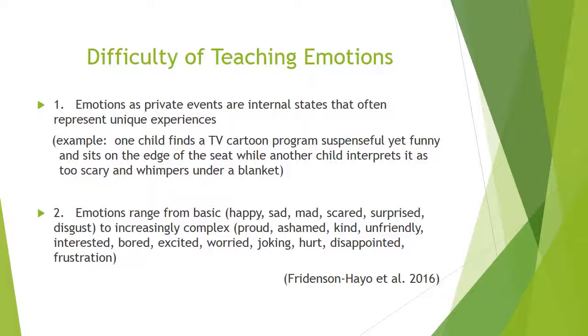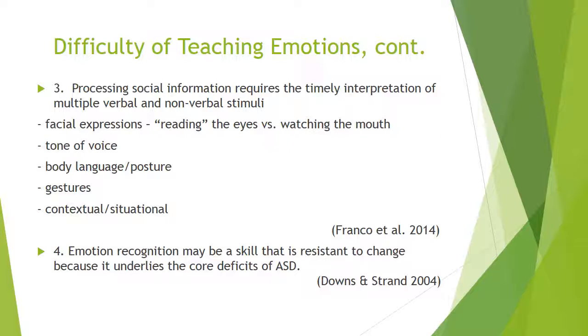The difficulty of teaching emotions is that, as Skinner tells us, emotions are private events, internal states that often represent unique experiences. Also, emotions range from very basic to increasingly complex very quickly. Also, processing social information requires the timely interpretation of multiple verbal and nonverbal stimuli. For example, facial expressions. Individuals who are autistic tend to watch the mouth instead of reading the eyes. And other components that would need to be taught would be tone and volume of voice, body language and posture, gestures, and contextual situational cues.